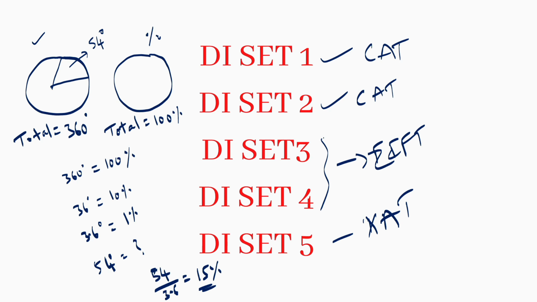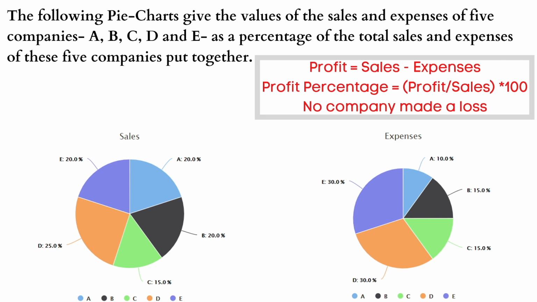Right? Let's move on to the first set. The following pie charts give the values of the sales and expenses of 5 companies A, B, C, D and E as a percentage of the total sales and expenses of these 5 companies put together. So the first pie chart gives the values of the sales of the 5 companies and the second one the expenses of them. So companies A, B, C, D and E are represented in these colors, right? And for the expenses as well.